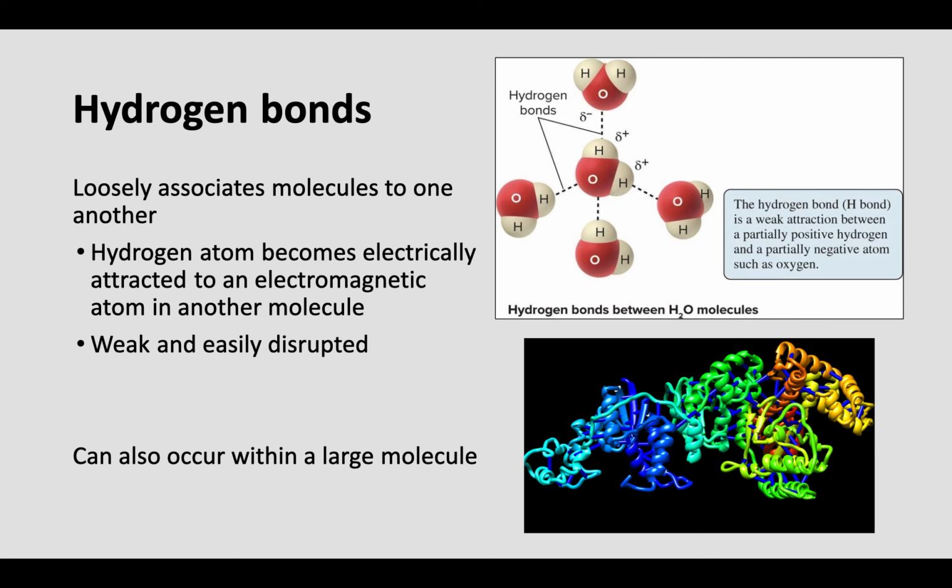Now the last bonds we're going to talk about are hydrogen bonds. Hydrogen bonds occur when we are talking about polar molecules. So think about those polar covalent molecules, think about water. A hydrogen atom is going to become electrically attracted to an electronegative atom in another molecule. Now these bonds are really weak, they're very easily disrupted. And if we look at our water molecule here, if you remember I said oxygen had a partial negative charge and hydrogen had a partial positive charge, or they're polar.